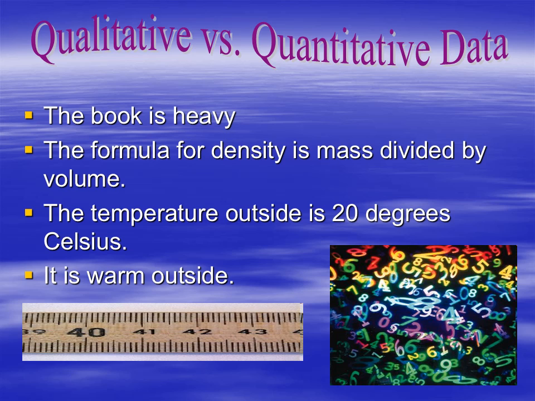The temperature outside is 20 degrees Celsius. That would definitely be quantitative because you're using a number. And then it is warm outside is qualitative. We don't know how warm. We just know that it's warm.